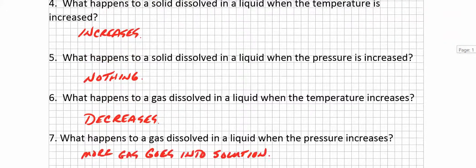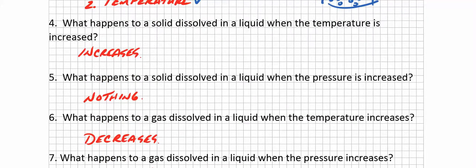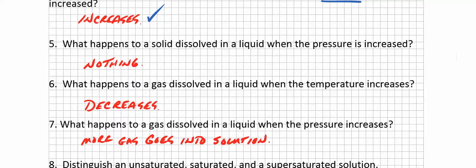Let's look at number 4. What happens to a solid dissolved in a liquid when the temperature is increased? And when you're looking at these types of questions, make sure you know exactly what the solute and solvent are. We have a solid dissolved in a liquid, right? And we're talking about temperature is increased. So remember that as the temperature is increased, the solubility of a solid in a liquid is going to increase. You can get more solute in the solvent at an increased temperature. There are a few exceptions, by the way, but for the most part, that's true.